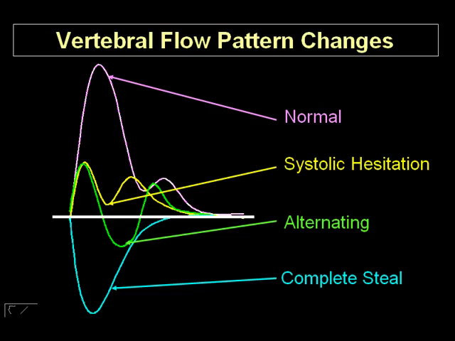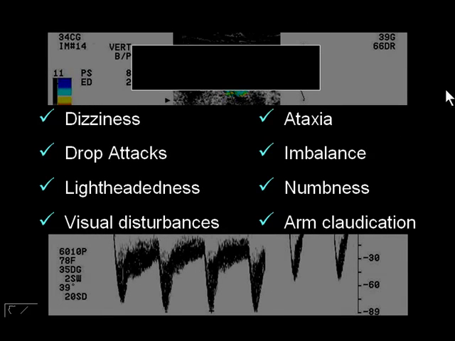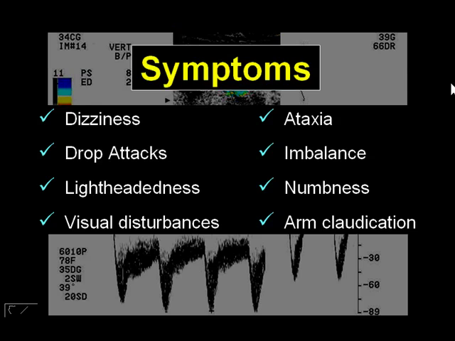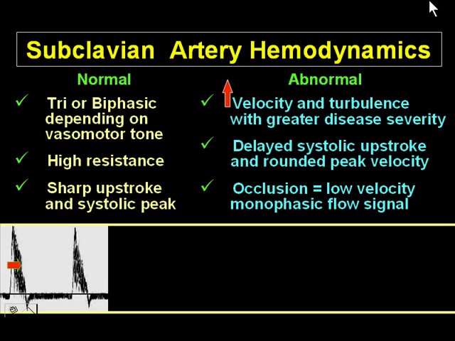Some patients, if they can, you can allow them to exercise while evaluating the changes in the vertebral artery, and again, if the subclavian artery stenosis is hemodynamically significant, you really should see some changes within the vertebral artery. Again, these are some of the symptoms associated with vertebral artery disease. Posterior circulation symptoms include dizziness, drop attacks, lightheadedness, visual disturbances, and these are a few of the other symptoms associated with patients with this type of disease. When they present, you really should be evaluating the subclavian artery.